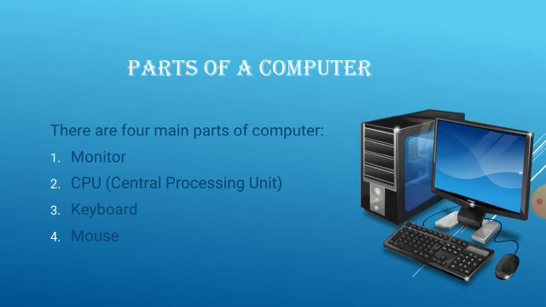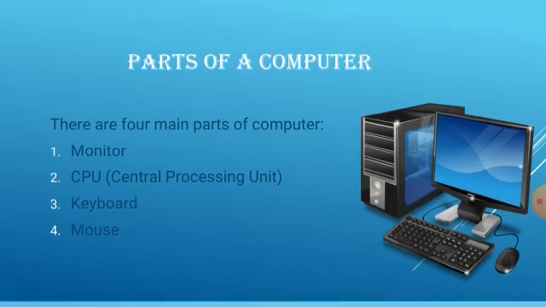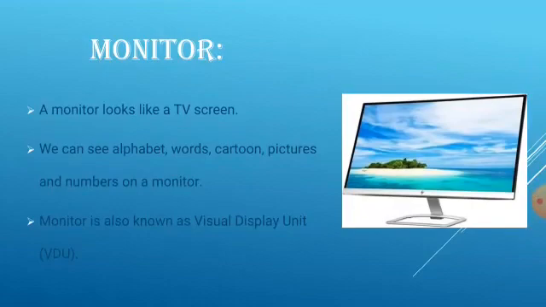We have a screen, which is called monitor. We have a box, which is called CPU, Central Processing Unit. We have keyboard, from which we can type letters, and we have a mouse, from which we can operate our computer. The next picture is about a monitor.